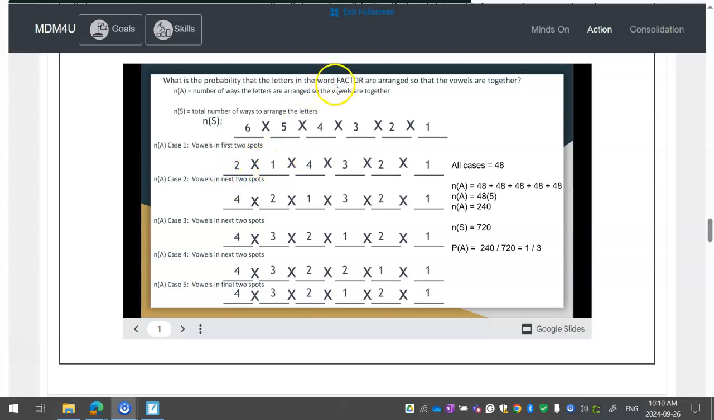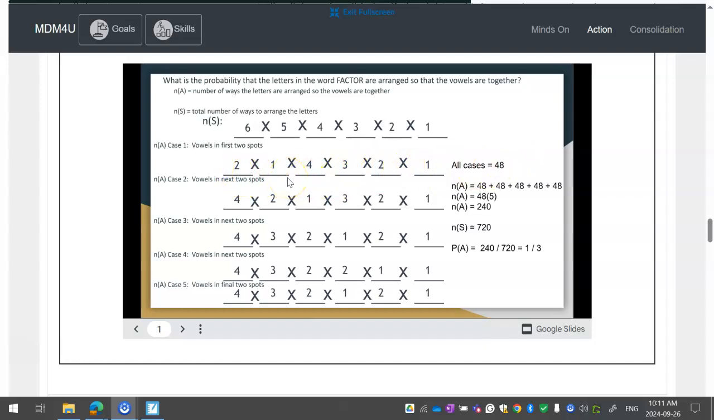At that point, I have to line up the non-vowels, okay? F, C, T, and R. Four options for the third spot. Then once I chose that, 3 options, 2 options, 1 option. You're going to multiply this whole thing together and get 48.